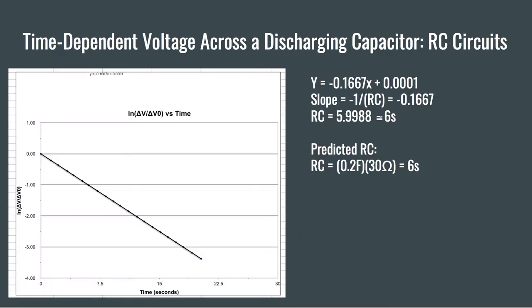This is my time-dependent voltage across the discharging capacitor for RC circuits, and here the slope was found to be negative 0.1667, and the slope is also negative 1 divided by RC. So RC was found to be approximately 6 seconds, which is the same as the predicted RC value of 6 seconds.